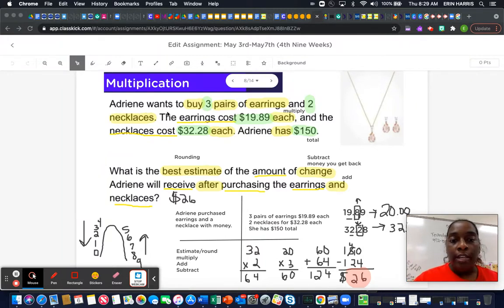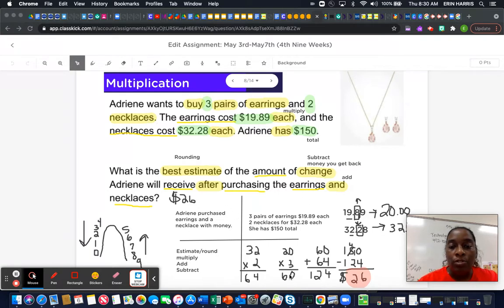This question says Adrian wants to buy 3 pairs of earrings and 2 necklaces. The earrings cost $19.89 each, and the necklaces cost $32.28 each. Adrian has $150. What is the best estimate of the amount of change Adrian will receive after purchasing the earrings and the necklaces? As you can see, I have gone through and highlighted keywords that are important, and I have highlighted numbers. So we know that Adrian is buying earrings and necklaces.